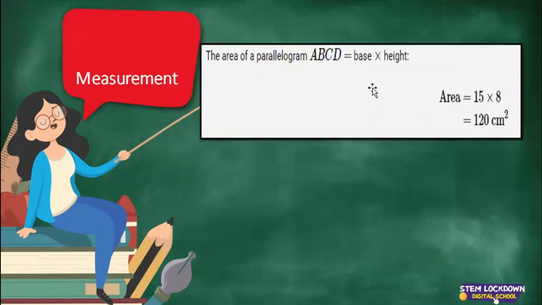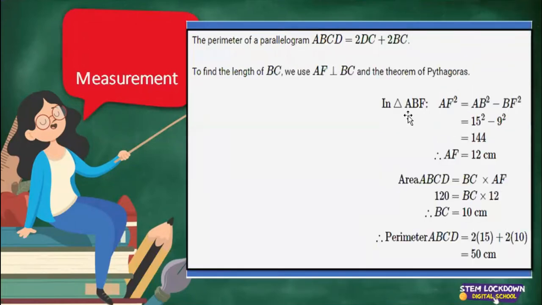So for the first question, to find the area of a parallelogram ABC, the formula is base times height. So 15 times 8 gives us 120 centimeters squared. And for the second one, to find the perimeter, we add all the sides. So adding the sides is basically saying what?